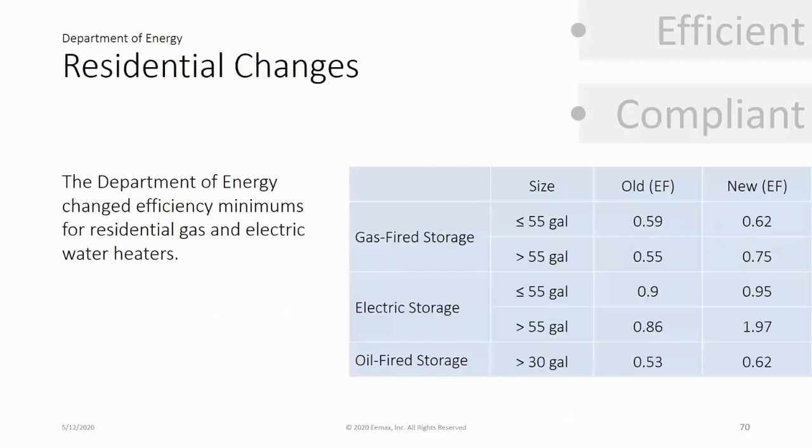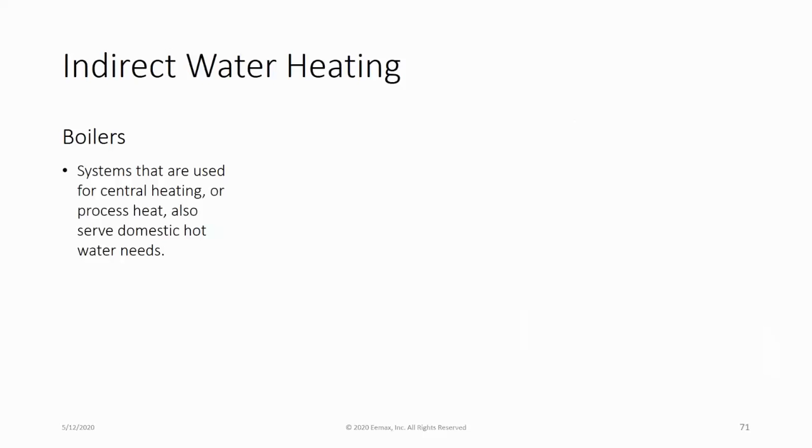There are the old energy factors and the new energy factors. If you look at the above 55 gallons, they had to go from a 0.86 to a 1.97. That category of water heaters could not meet that standard, so a couple of sizes of tank water heaters went out of production. So utilize the tanks when appropriate, but maybe there's a different option for you.